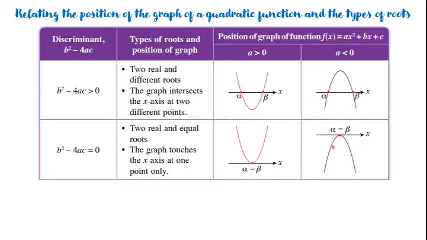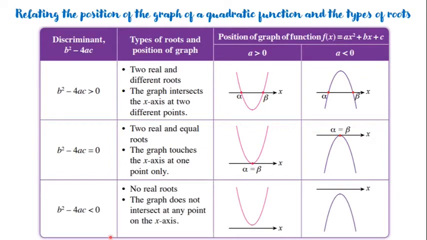And the second one, this is when a is less than 0. The graph is a sad graph, negative. Okay, it only touches at one point. Alpha is equal to beta.